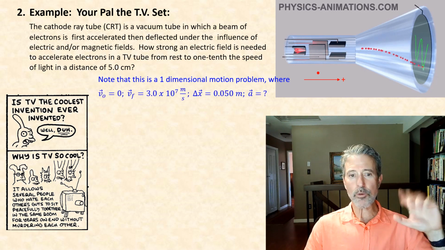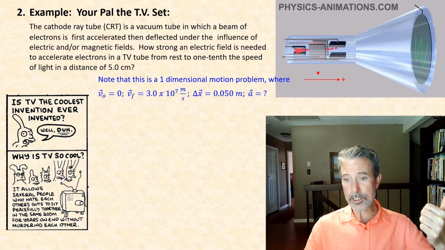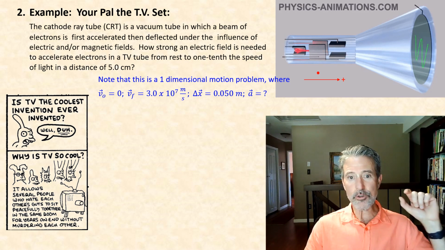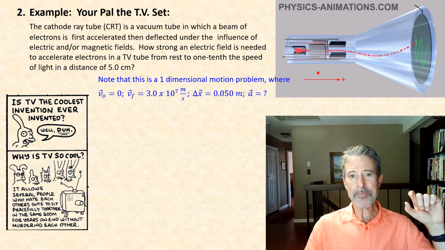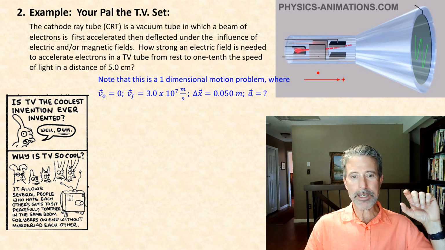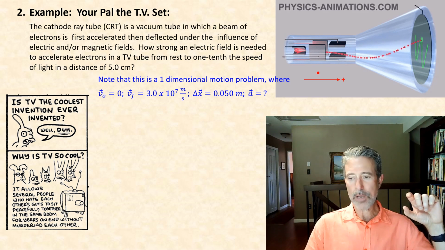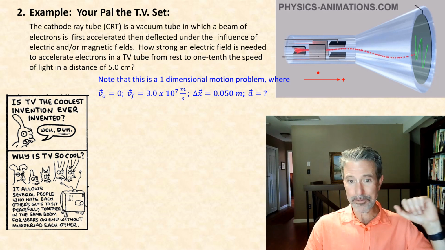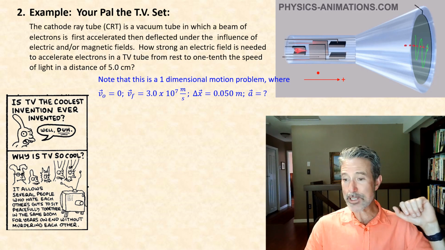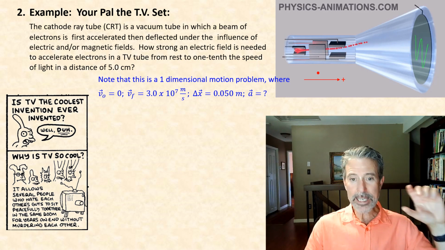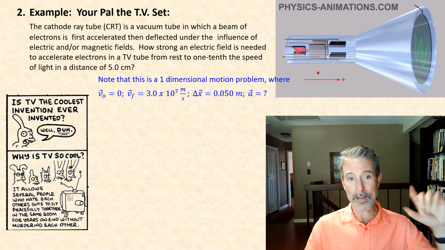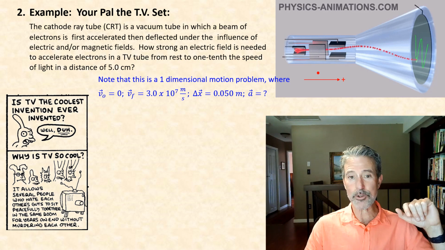So what do we know? We're told that these electrons start from rest. We are told that they need to reach a speed of 1/10 the speed of light. The speed of light is 3 times 10 to the 8th meters per second. Divide that by 10, you get 3 times 10 to the 7th meters per second. This acceleration distance is 5 centimeters or 0.05 meters.